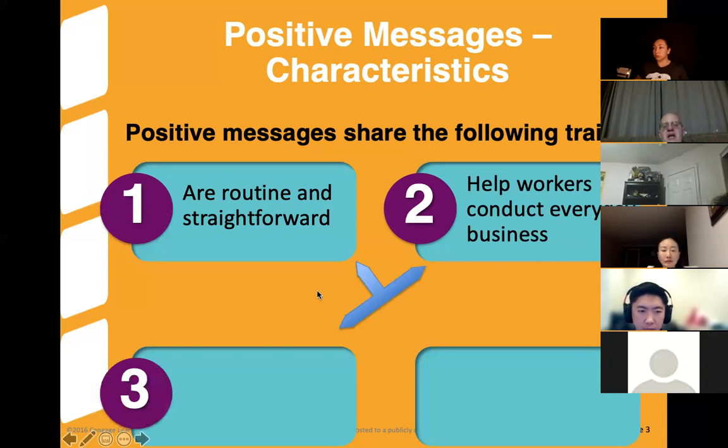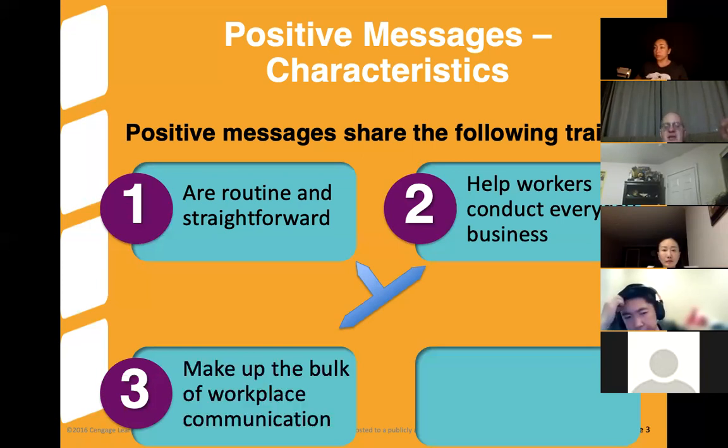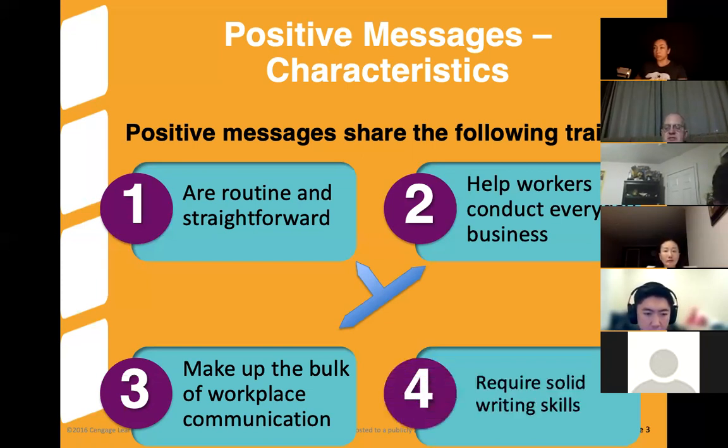Now, if you combine 1 and 2 together, routine and straightforward, and helping workers conduct everyday business, it brings you to 3. They make up most of what we communicate in business all the time. So learning to do this well is really important because you're going to do it with a lot of frequency, which takes us to 4. Since we do it so much, we absolutely have to do these things really well.